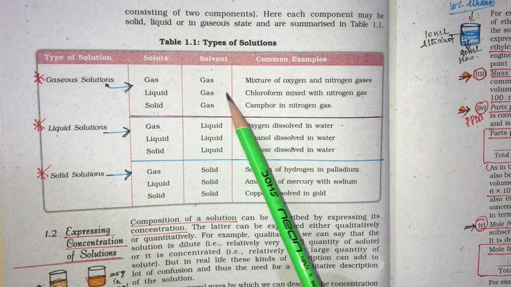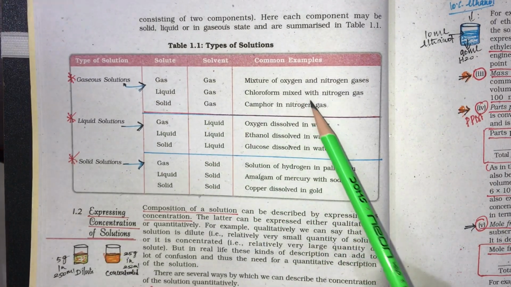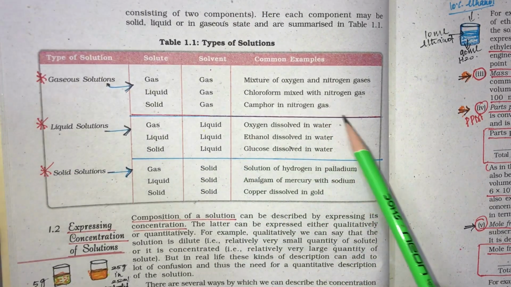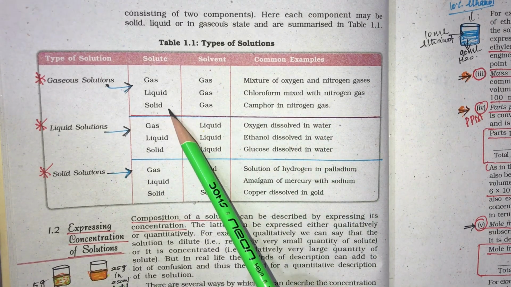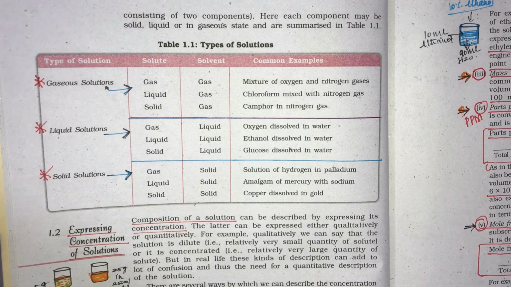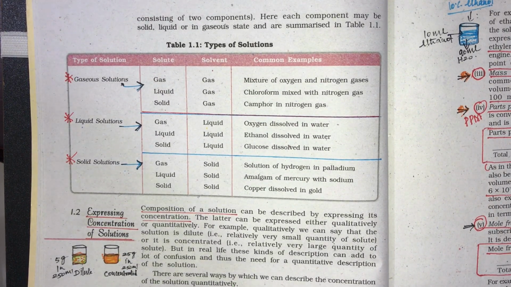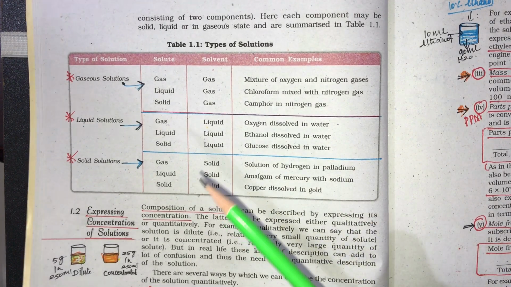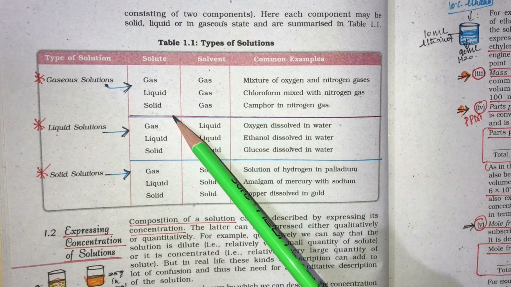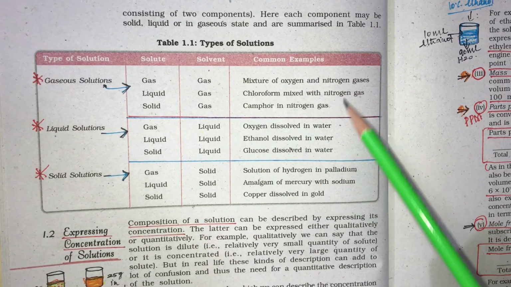First one, gas in gas. Atmospheric air is the best example of gas in gas, the mixture of oxygen and nitrogen gas. Liquid in gas: chloroform mixed with nitrogen gas, where liquid is the solute and the medium is the gas. Solid in gas. What is an example of solid in gas? Dust particles in air medium is the best example of solid in gas. Camphor in nitrogen gas is also an example of solid in gas. So, these are all examples of gaseous solutions.